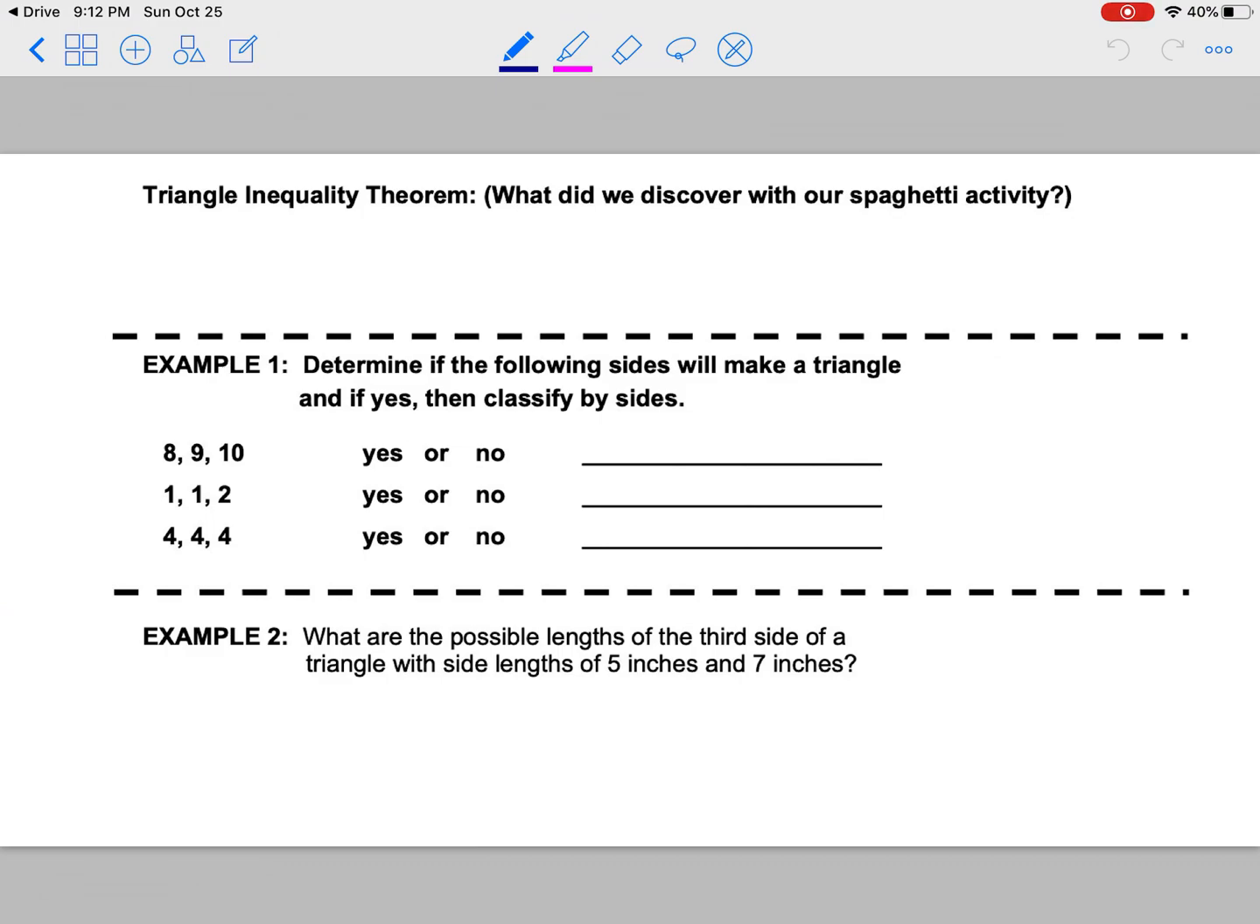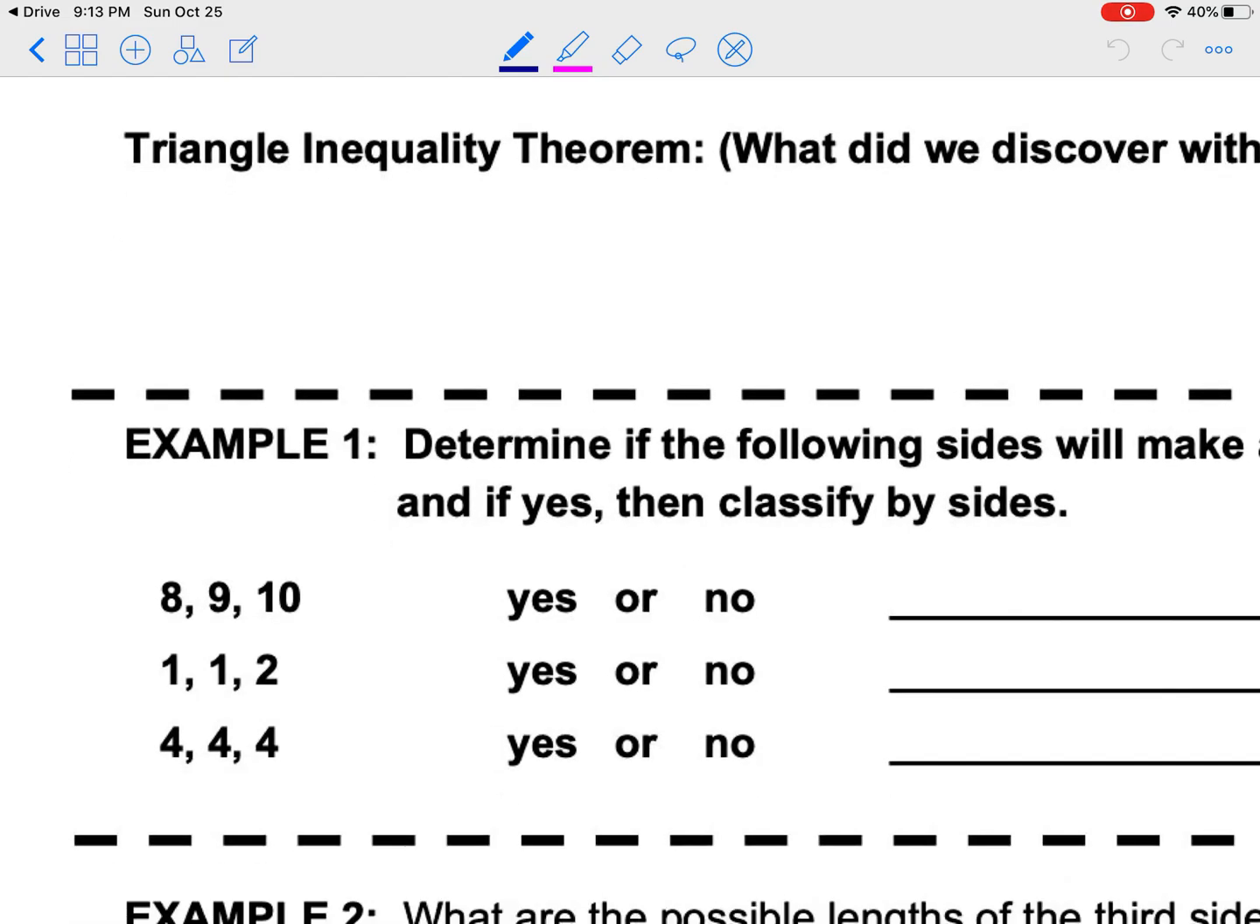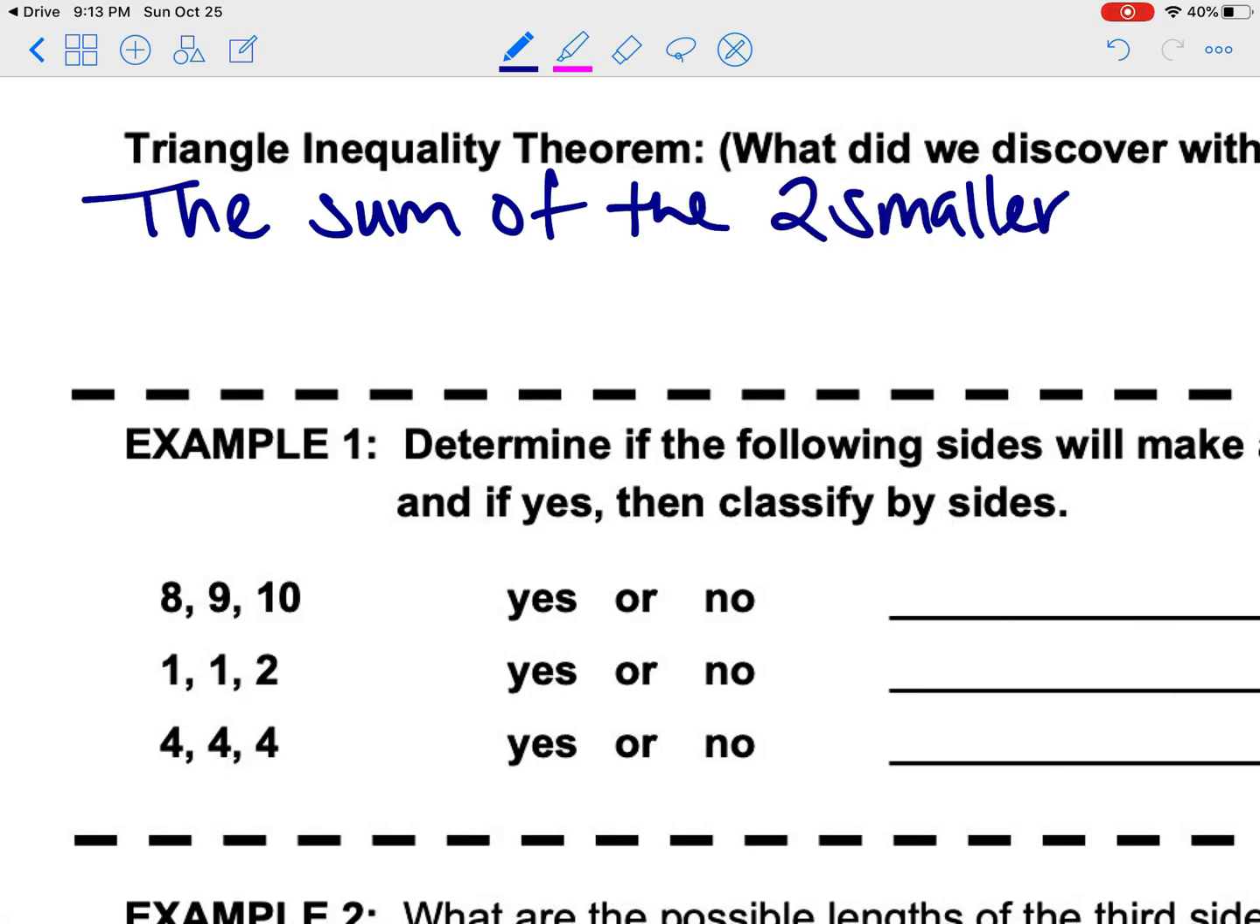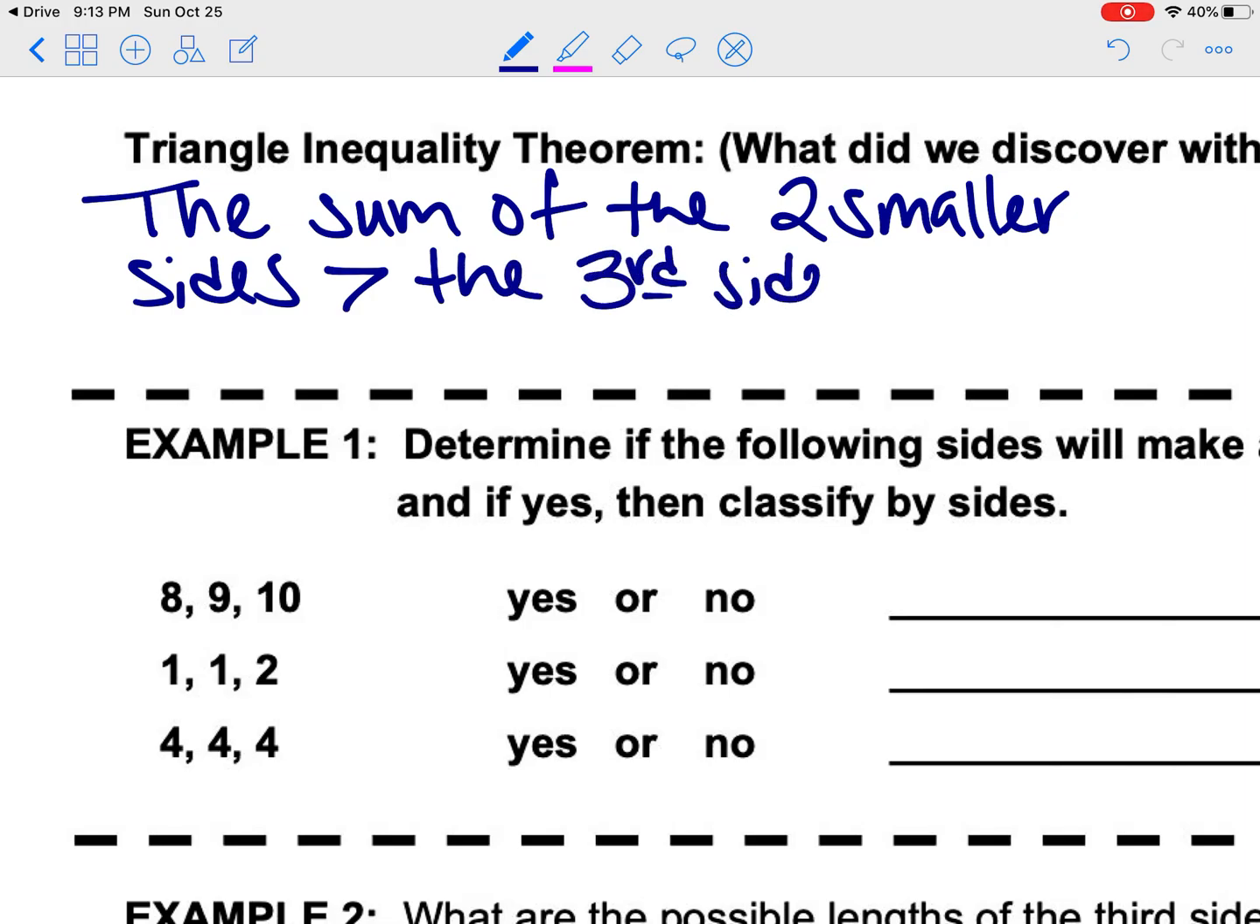All right, 3-1 triangle inequalities. So the triangle inequality theorem, if you didn't get to do this spaghetti activity in class, states that in order for three sides to form a triangle, the two smaller sides, when you add them together, must be greater than the third side. So if you take the sum of the two smaller sides, that has to be greater than the biggest side or the third side.